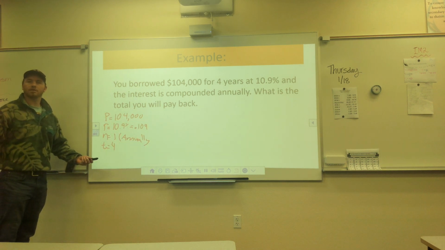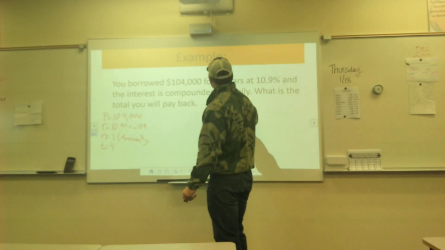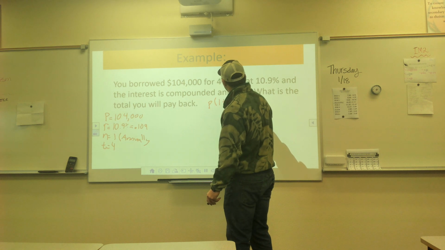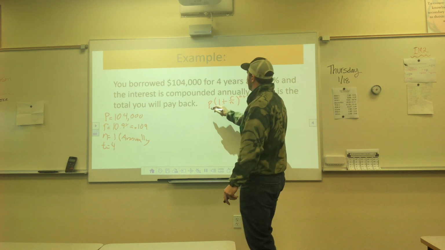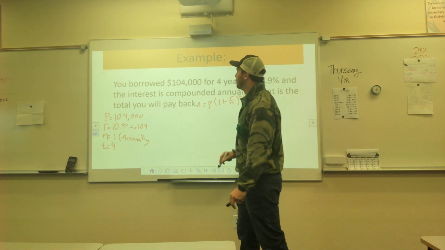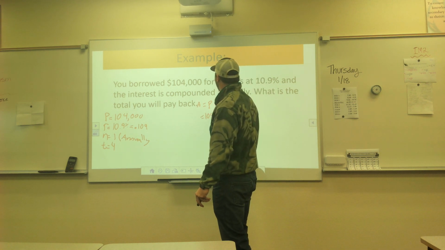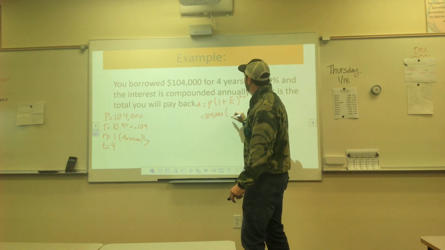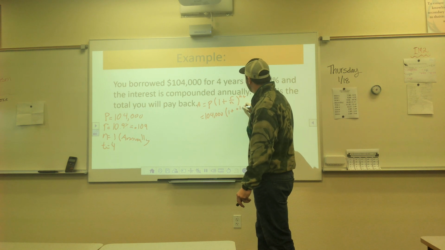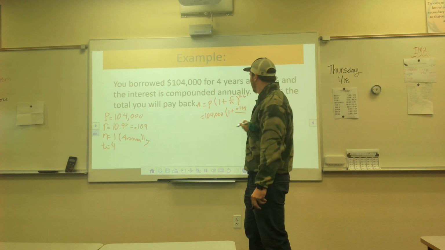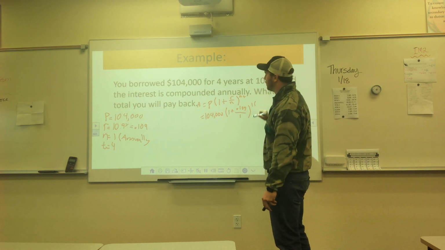All right. Let's set up the equation. You don't have to do this on your test, but I am going to do this every time. You should be doing it right now. I'm going to rewrite this every time, just so I know what I'm putting in what. P gets replaced with 104,000. 1 is its own number, it's going to stay. R is replaced with 0.109. N is replaced with 1. T is replaced with 4.